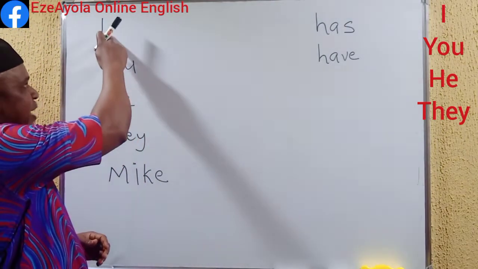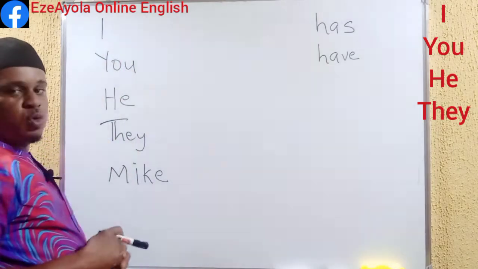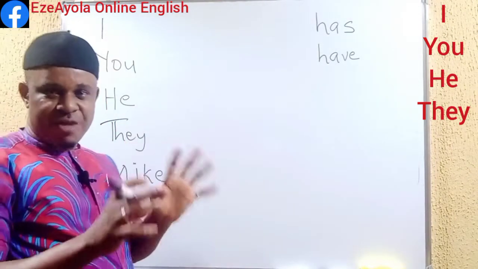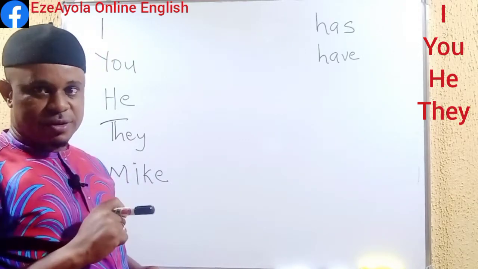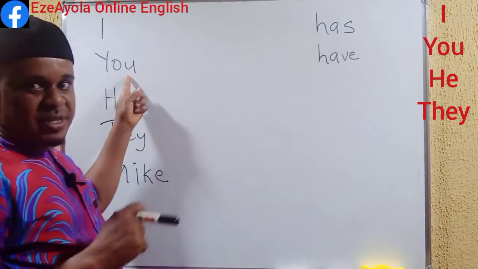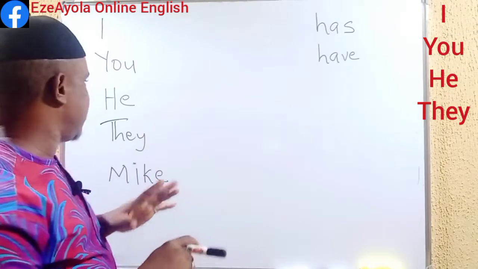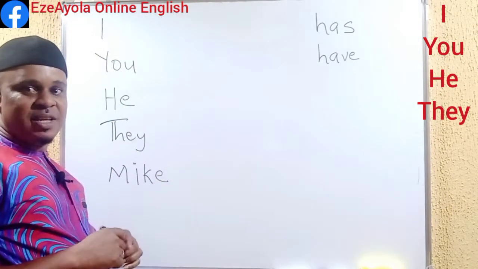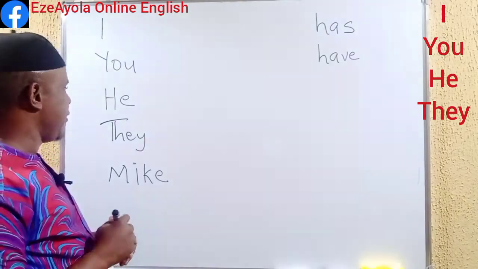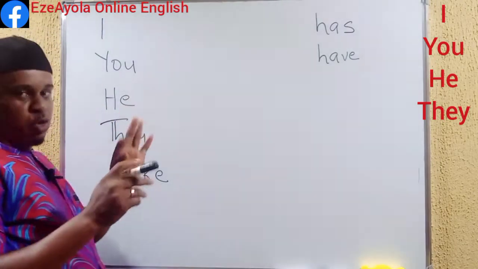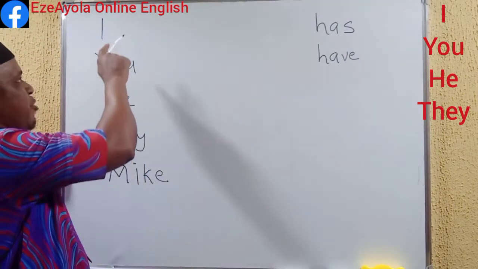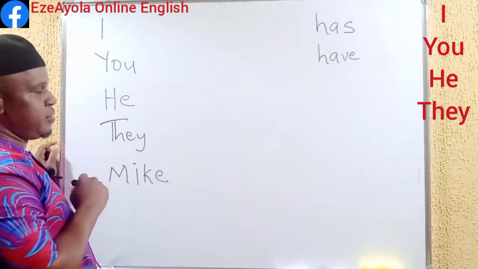Like I and you, these are personal pronouns. The I represents the first person. You represents the second person. He here and they represent third persons, okay? Now, the point we are looking at today in our tutorial is their relationship with the verbs.